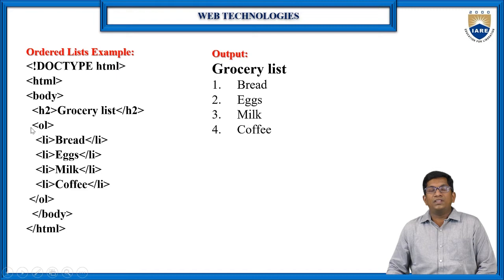If you save this file with the extension .html and open it in the browser, you'll get the output: grocery list, bread, eggs, milk, coffee. By default, since we did not specify anything for the type, it displays the default sequence order 1, 2, 3, 4. Here we have a list of items, we passed 4 items, so it displayed 1, 2, 3, 4.